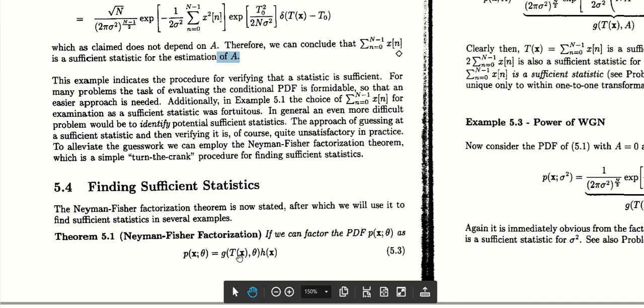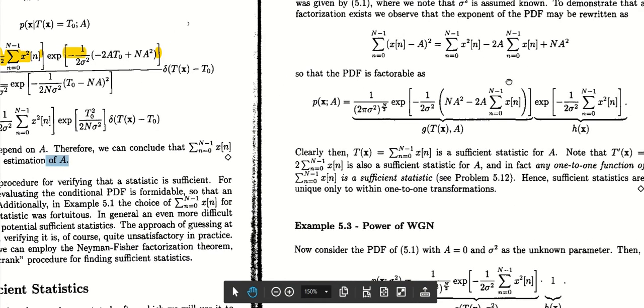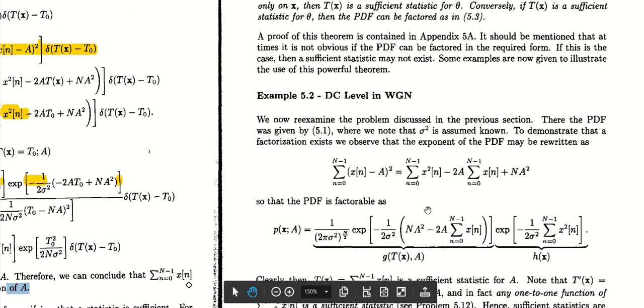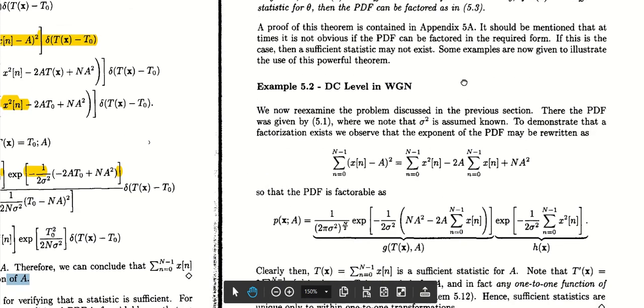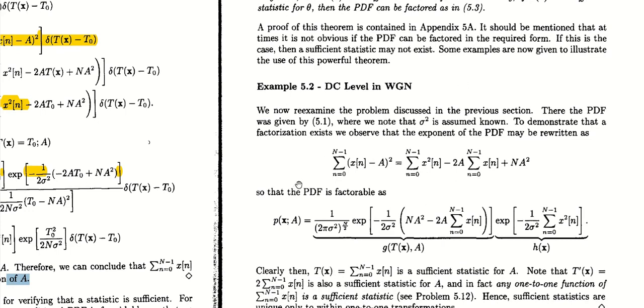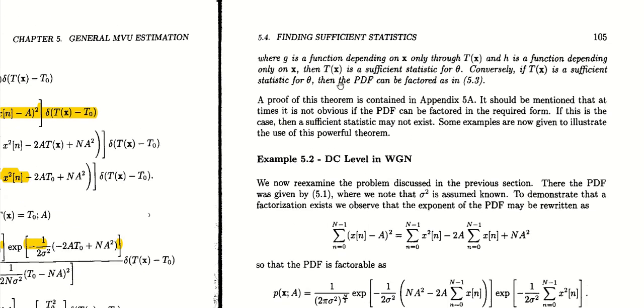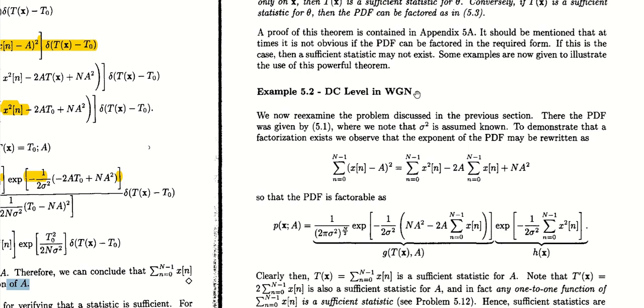So there is no x in this G. The only thing in G is the T of x. And there is no theta in H. It cannot be. If there is a theta in H, then it will not be a sufficient statistic. Okay, so then we have completed the Fisher factorization theorem.